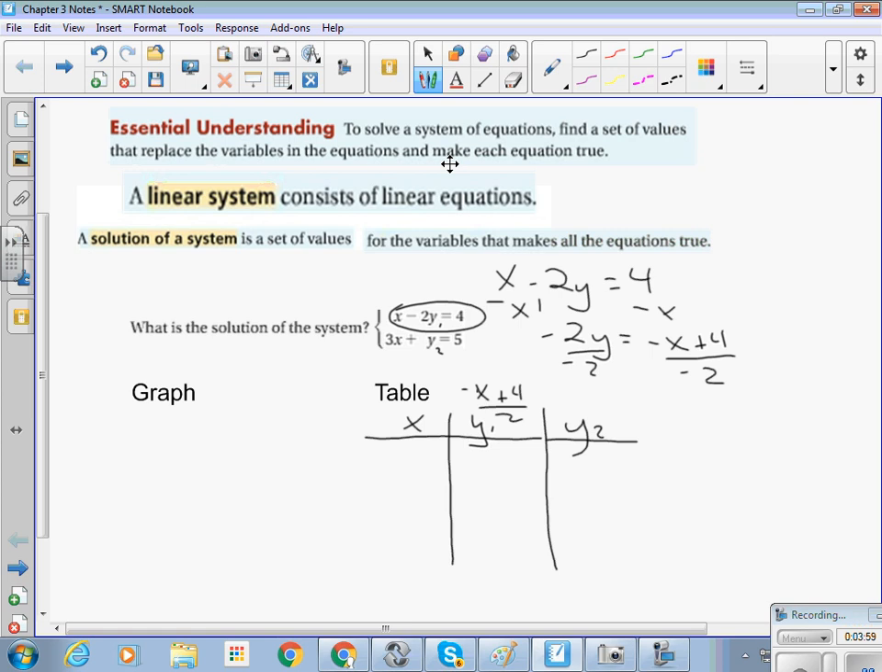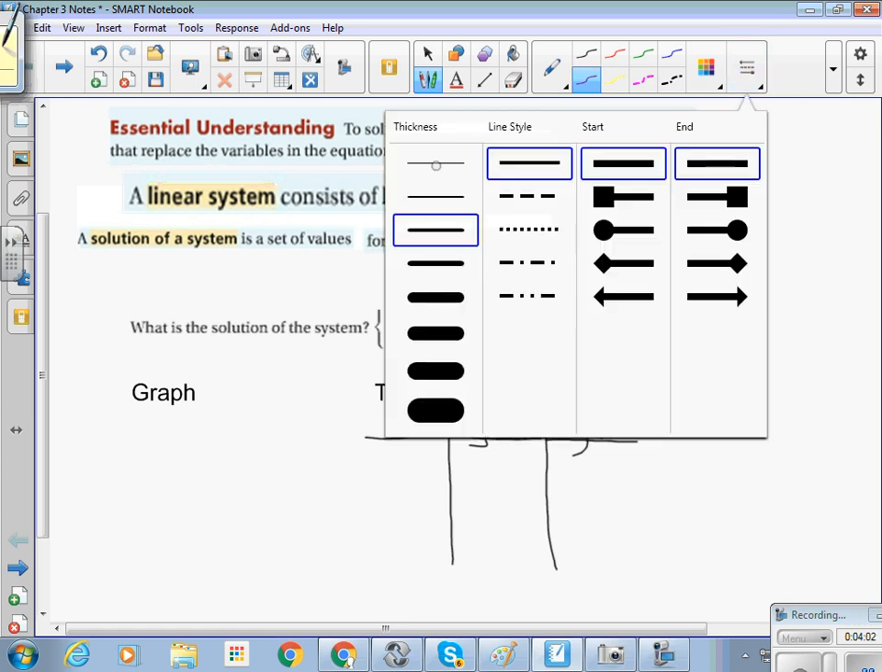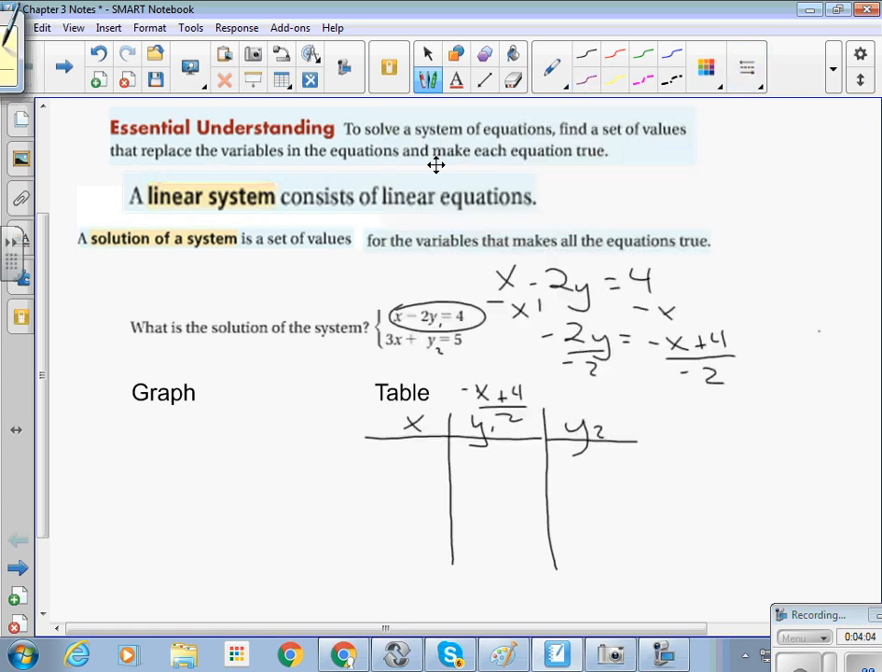And then for my other one, I'm going to subtract 3x from both sides. So y equals negative 3x plus 5. Okay, so step one, I solved each of these for y. Let me circle them so that you guys can see them.